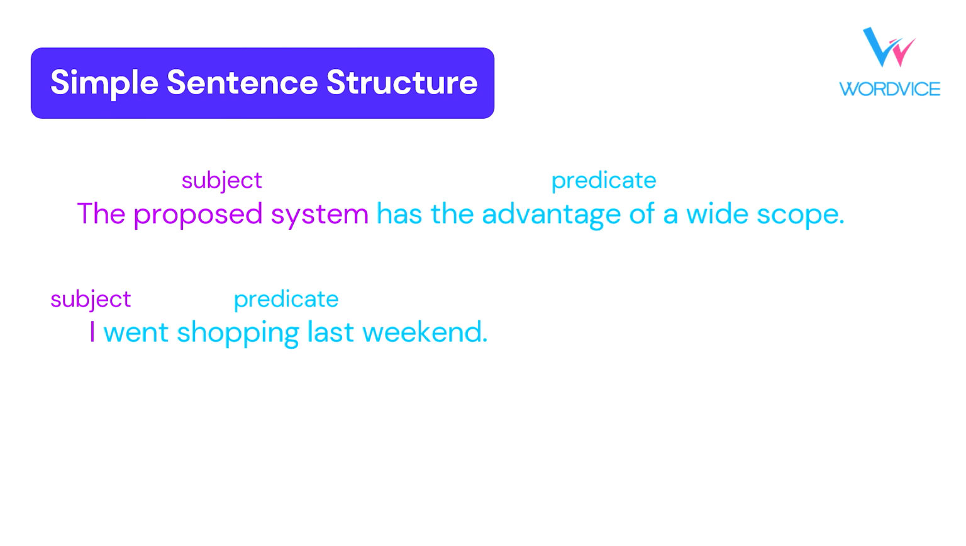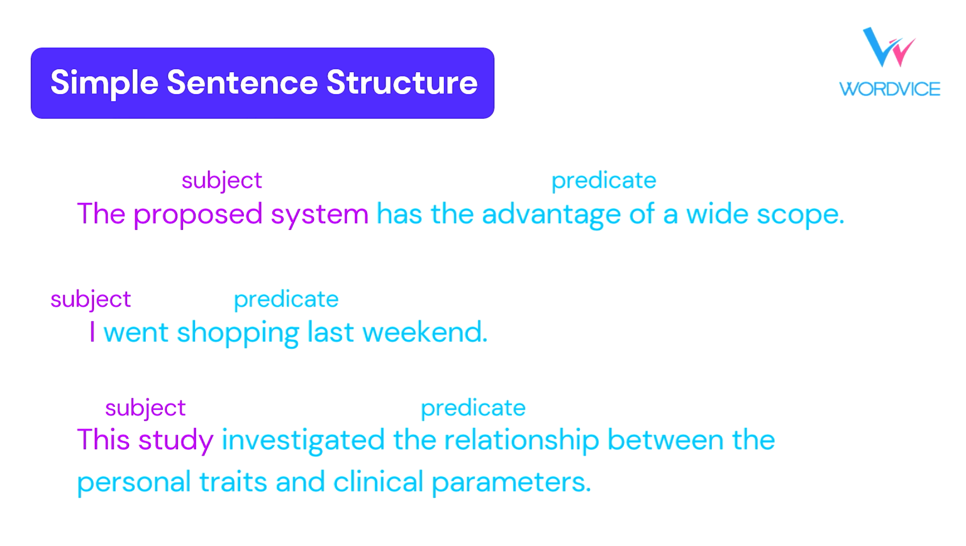Again, the subject of a sentence is whatever is performing the action of the sentence. This is the first of the 2 basic components of a sentence. In this example, study is the subject. It is the first element in the sentence. The predicate contains the verb, the action, and can include further clarifying information. In this example, the predicate is everything that follows the subject, beginning with the verb investigated.